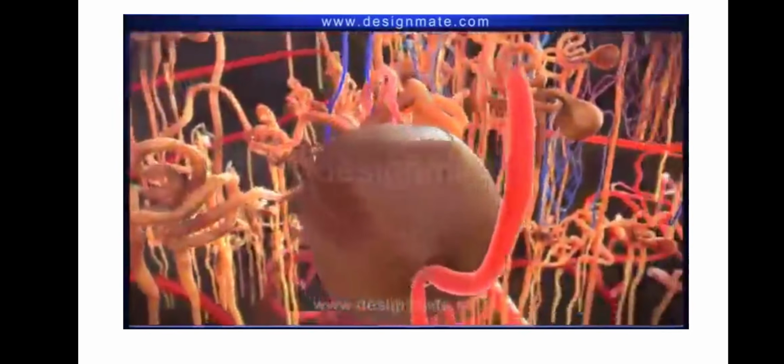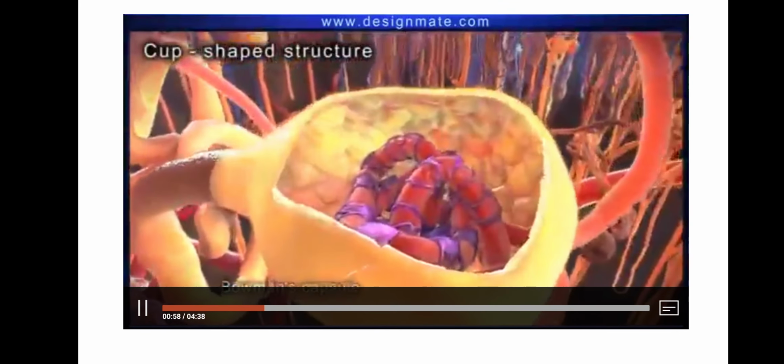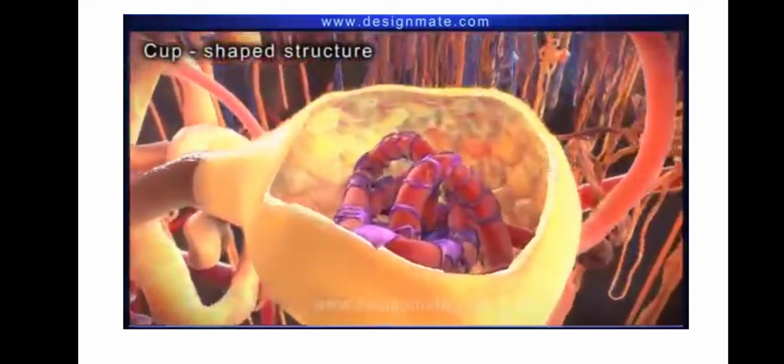Let's see the function. Each nephron has a Bowman's capsule, which is a cup-shaped structure, a cup or a bowl. Sometimes I say a bowl or cup. It doesn't look like it, but it's really a space. In this space you have a lot of blood capillaries. You can see the red one and the blue one. This is called blood capillary.